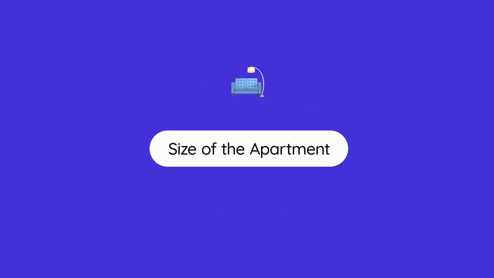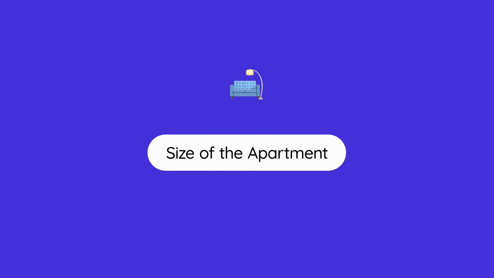First filter is the size of the apartment. The size of your apartment, more specifically the square meter size, is one of the most important factors that drives and determines the price that you pay for rent. To give you a little bit of an idea, living quarters in Germany tend to be smaller than, for example, in the US, but bigger than, for example, in Japan.